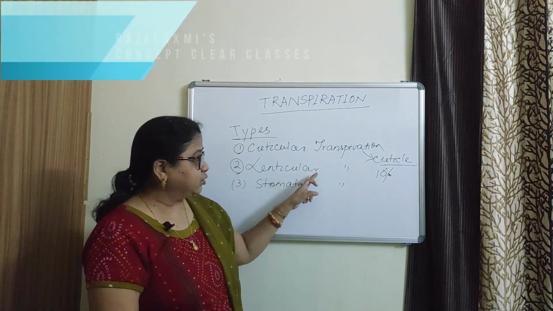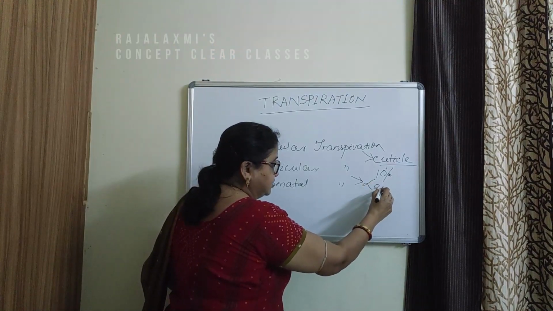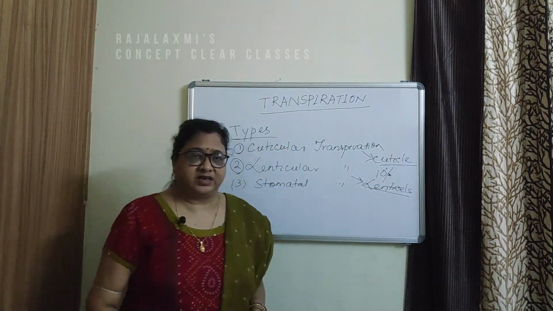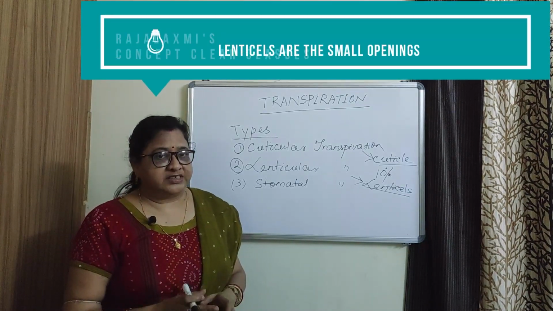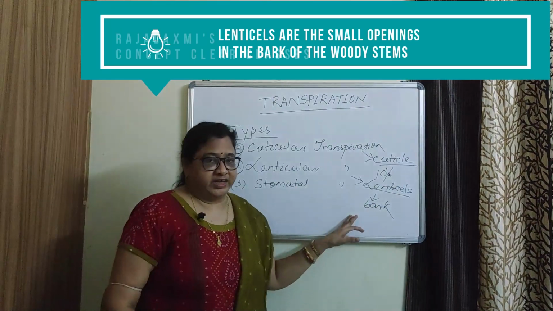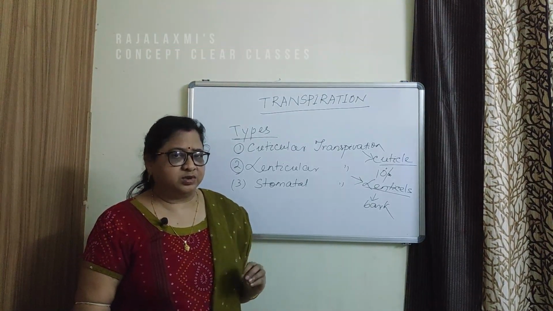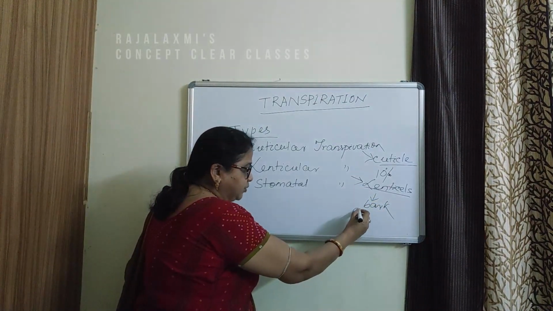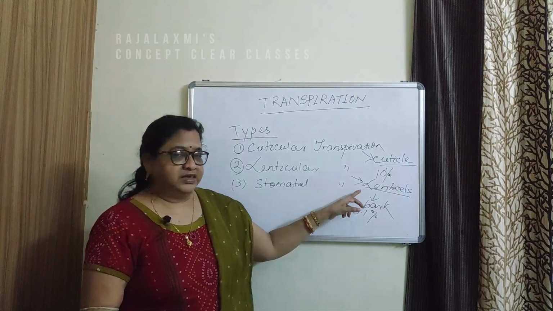Next we will come to lenticular transpiration. The transpiration occurring through lenticels is known as lenticular transpiration. What are lenticels? Lenticels are pores present on the bark which contain loosely arranged cells. So a very negligible amount of water is lost through these lenticels. About 0.1% of the total transpiration occurs through lenticels.